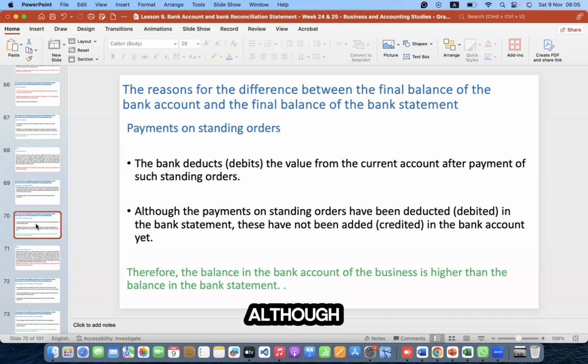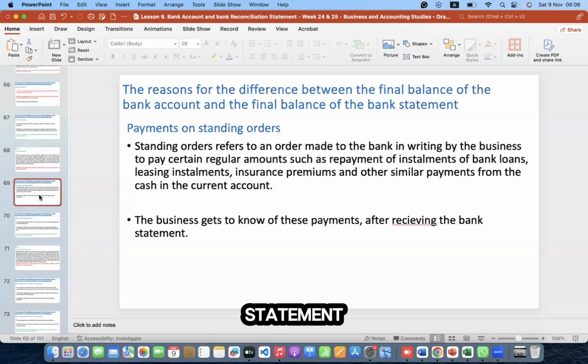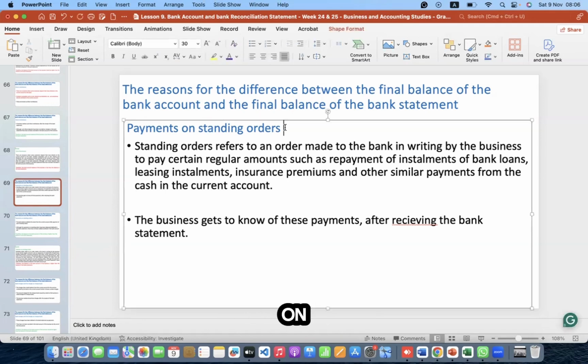Although the payment on standing orders has been debited in the bank statement, it has not yet been added in the bank account. Therefore, the balance in the bank account of the business is higher than the balance in the bank statement. Now we studied three things. The fourth thing is payment on standing orders. What did we study earlier? Earlier we studied direct remittances. This is straight away the opposite of direct remittances. This is about payment on standing orders.